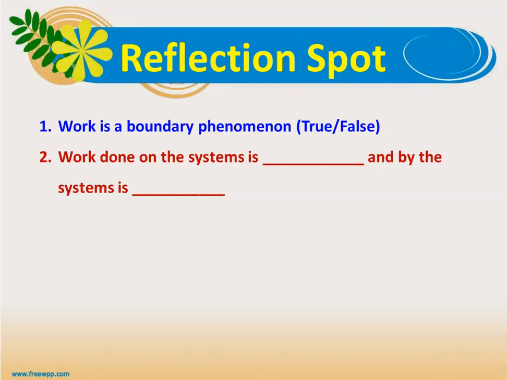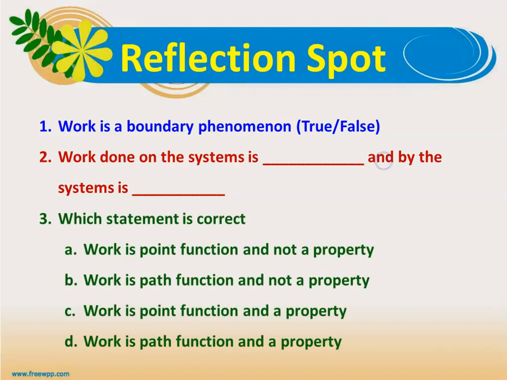Work done on the system is dash and work done by the system is dash. Take a few seconds and write the answer. Work done on the system is negative and work done by the system is positive. That is the answer.